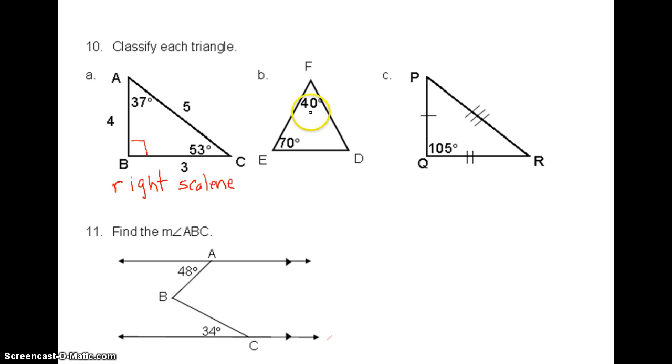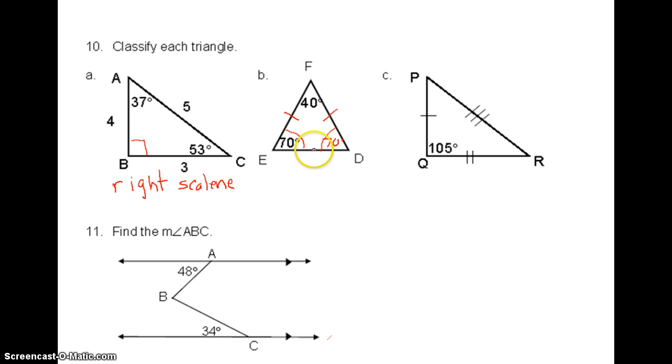Over here, I've got 40 and 70. I need to find this angle over here. 40 plus 70 is 110. 180 minus 110 is 70, so this is also 70 over here. That tells me that these two angles are the same. If these angles are the same, we know that the sides across from them are the same.